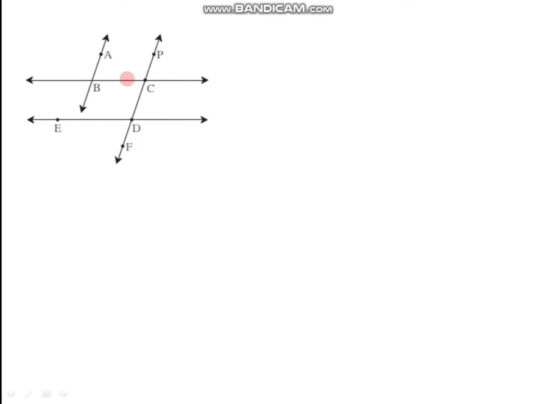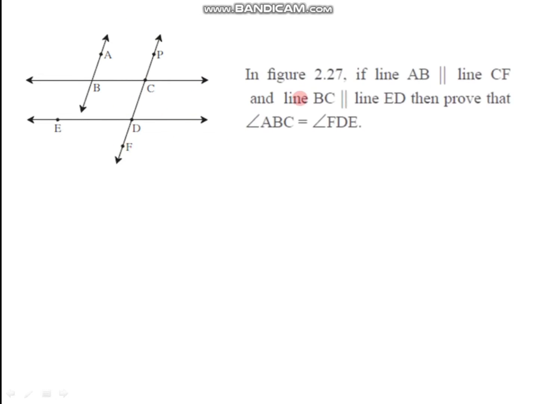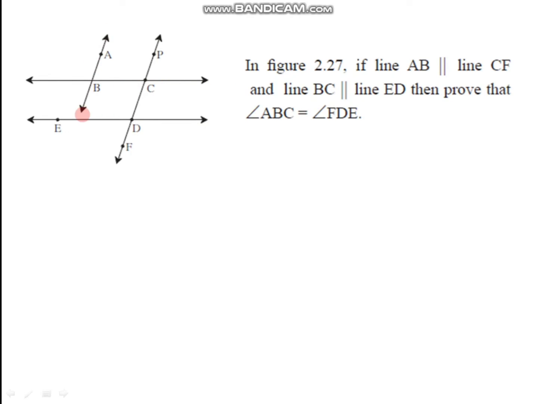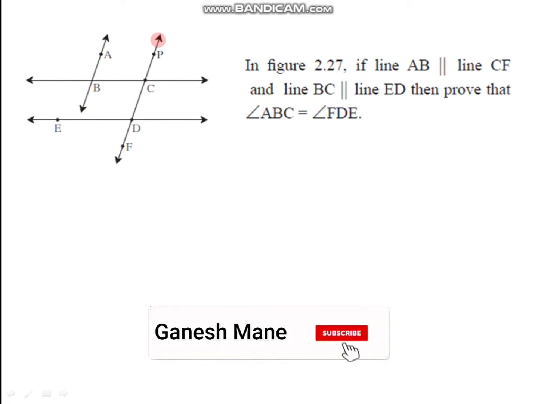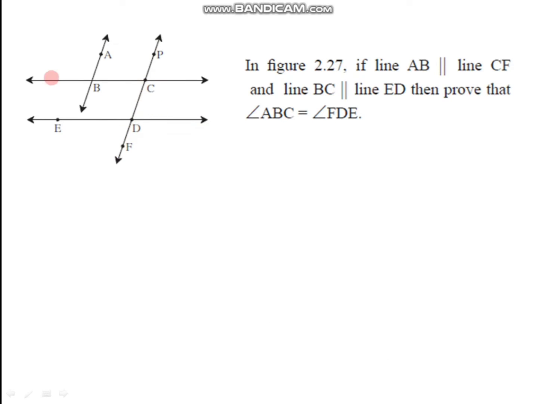Hello students, let us solve one problem based on the topic parallel lines from class ninth. The question is based on the given diagram. In the given figure, line AB is given to be parallel to line CF and line BC is parallel to line ED. From this we have to prove that angle ABC is equal to angle FDE. As we can observe in the diagram, we have angle ABC and angle FDE. We have to show that these two angles are congruent.